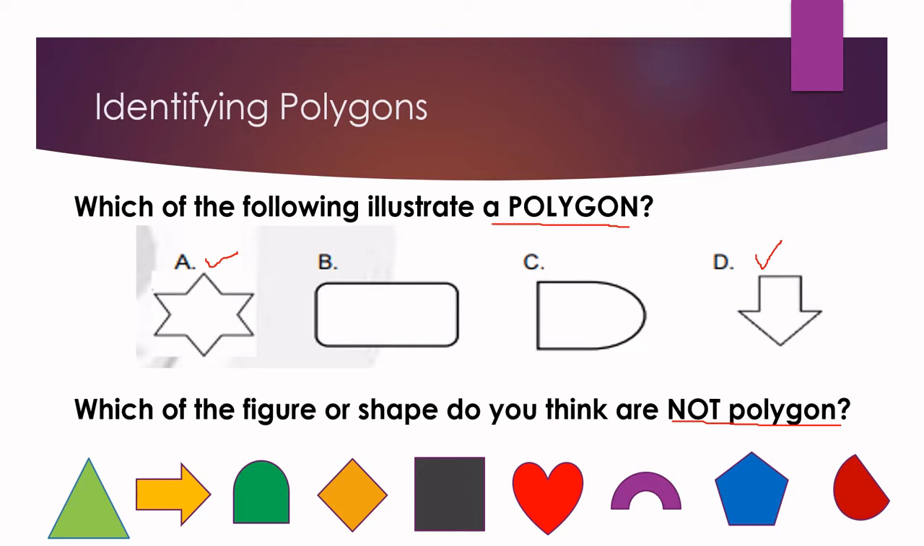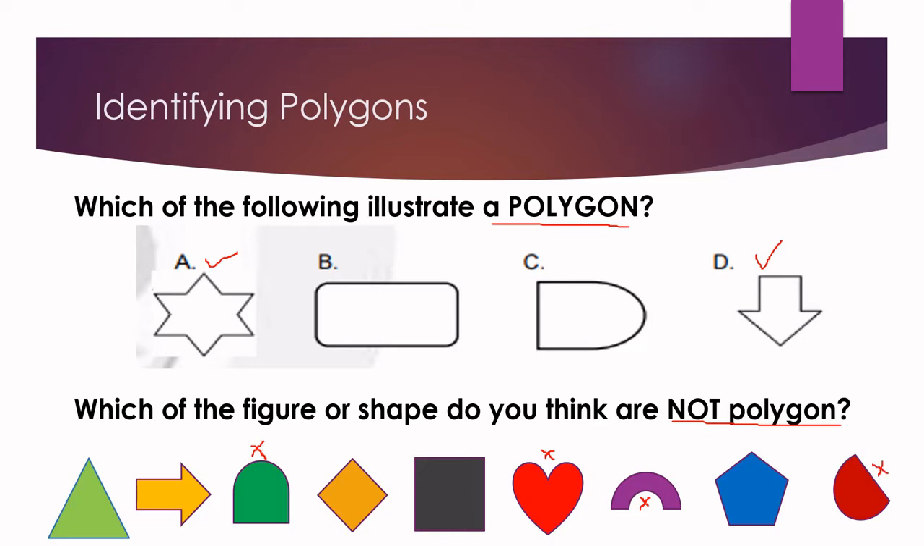Okay, so we have this one is not a polygon. Heart shape is not a polygon. This curve is not a polygon. And this shape is also not a polygon.